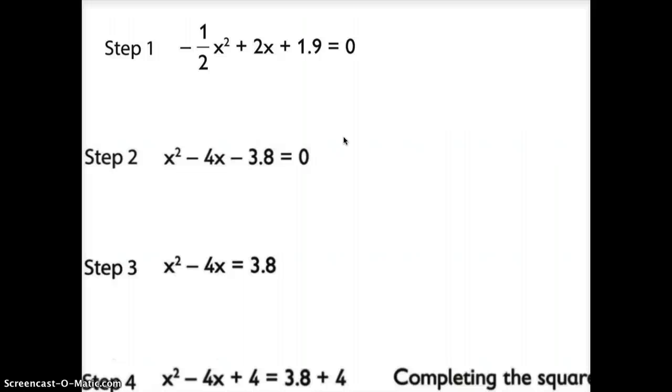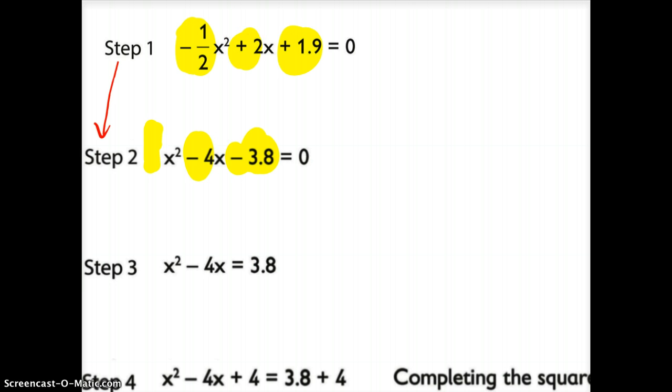Okay, so it says step number 1, and I needed to figure out what's happening from step number 1 to get to step number 2. Okay, now let's look at some fundamental changes. What's changing? It was a negative 1/2. Now it's not. It was a 2, and now it's a 4. Huh. And then we've got a 1.9, and then we've got a 3.8. Okay, so some things are changing, and let's figure out what that is.